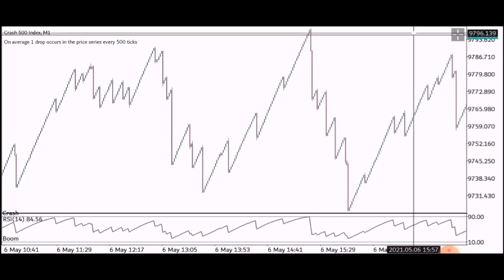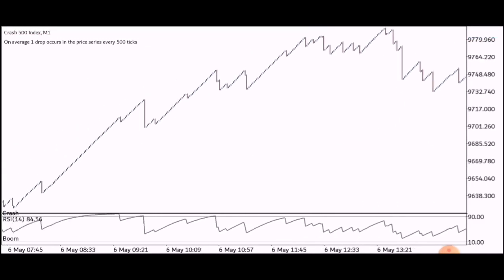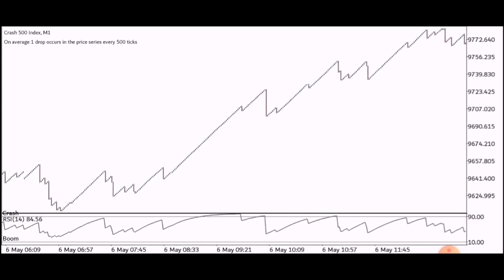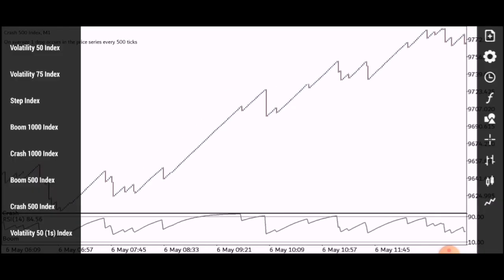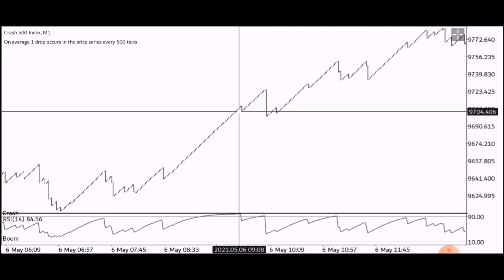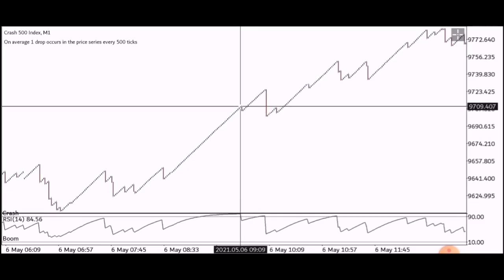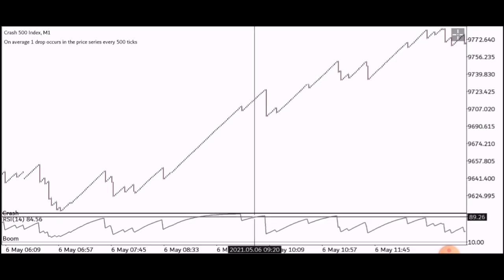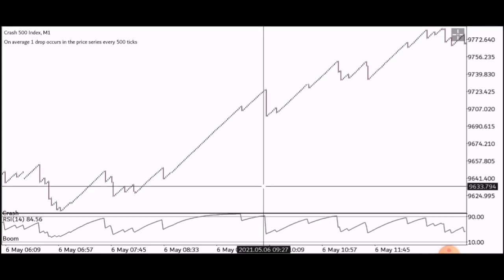Okay, let's take another example quickly on the same crash 500. Now look at this. Price keeps going upwards and we have it, the first spike, which was an attempt. Then the next one, it got back into that zone, and what happened?